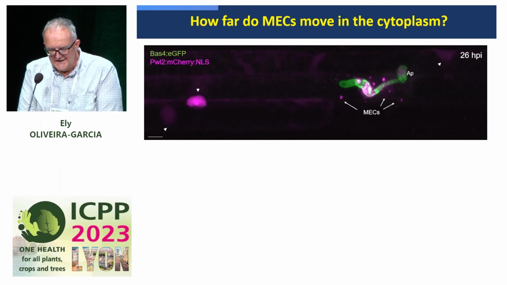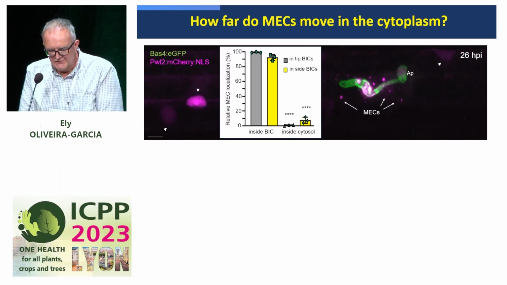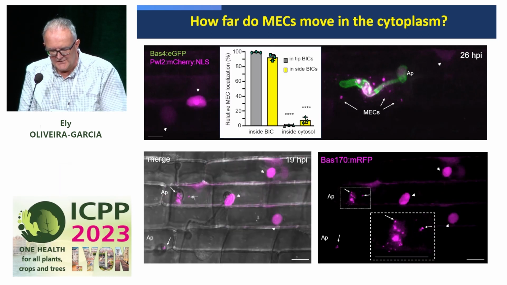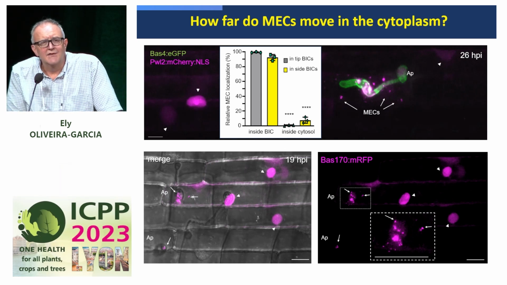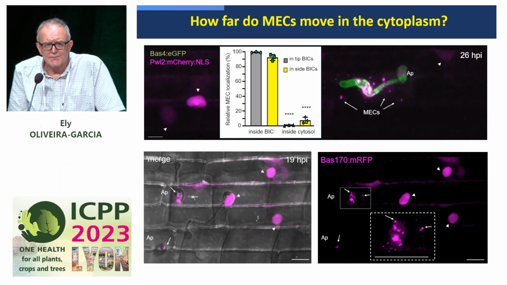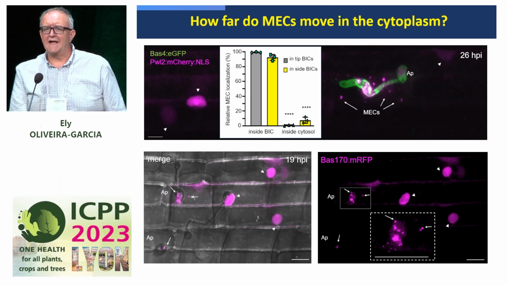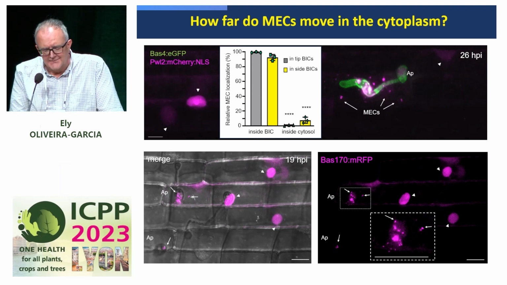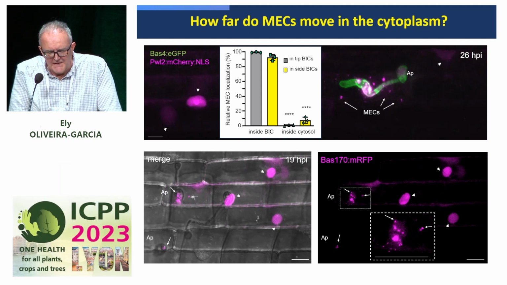Well, we can begin to see them in the cytoplasm around the BIC, but they're seldom more than about 7 micrometers away from the BIC itself. So they normally are in very close proximity to the BIC, and then they disappear. And in fact, you can see them bursting and releasing their contents. So they appear to be very closely associated with the BIC, but you see some examples of them rarely in the cytoplasm.